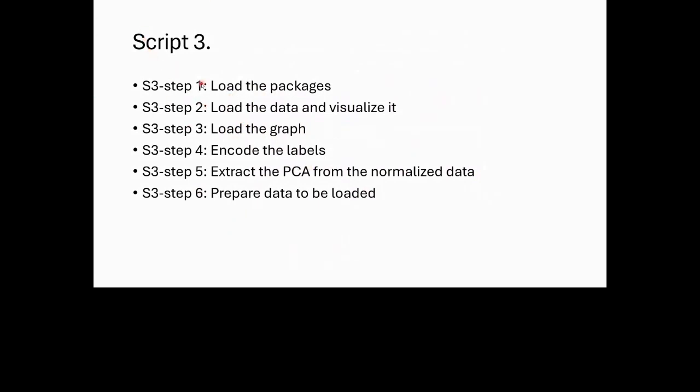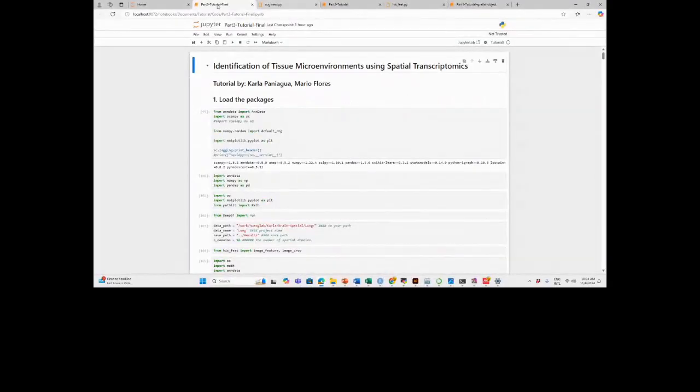So the first step on script number 3 is going to be to load the packages. Then we're going to have to load the data and visualize it. Then we're going to have to load the graph, encode the labels, extract the principal component analysis from the normalized data so it's faster and we can use less computational power to process it. And finally, prepare the data to be loaded. So let's do all of these 6 steps.